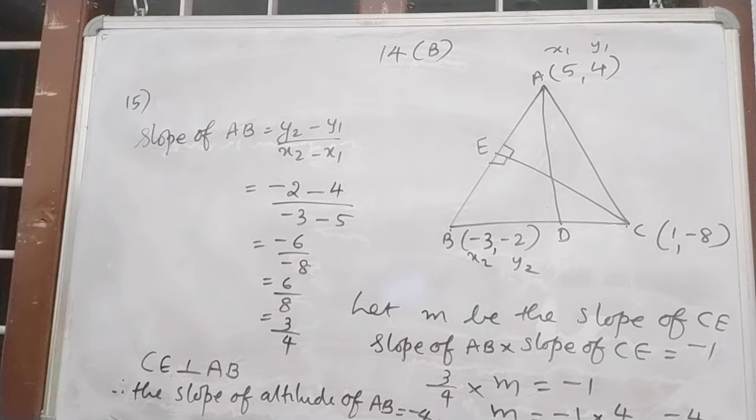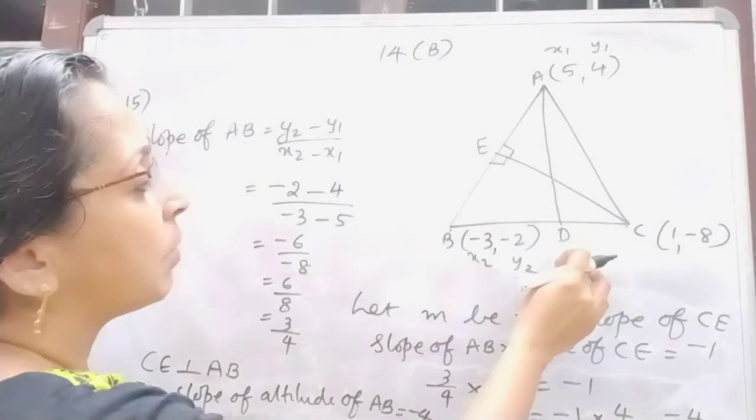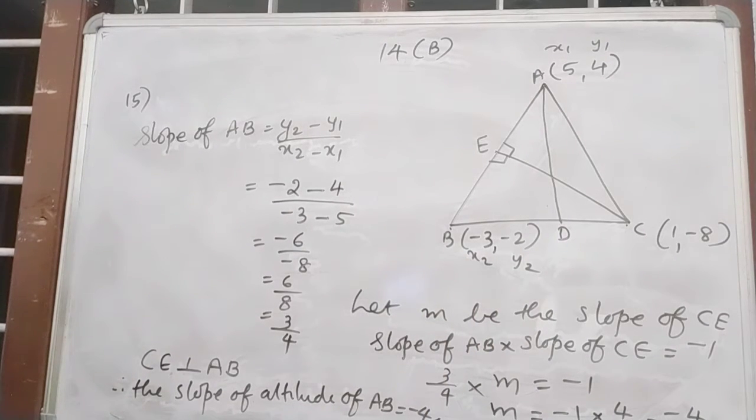The next, second part, we have to find out the slope of the median AD. So how can we find the slope of the median AD? AD is the median. So how can we find the point D? Since AD is the median, using the midpoint formula we can find the coordinates of D.